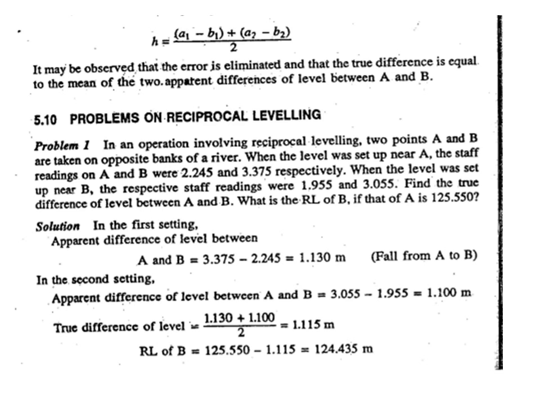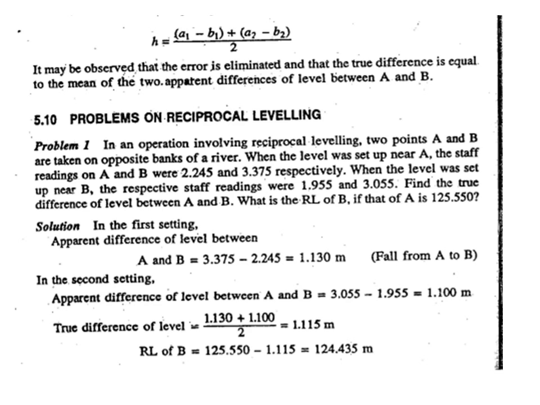125.550. So in the first case, the apparent difference of level is nothing but the difference of two staff readings, that is 3.375 minus 2.245, and it is equal to 1.13. So it indicates that there is a fall from A to B. Then in case of the second setting, the apparent difference of level equals 3.055 minus 1.955, that is equal to 1.10 meter. So the true difference equals the average of the two apparent differences.